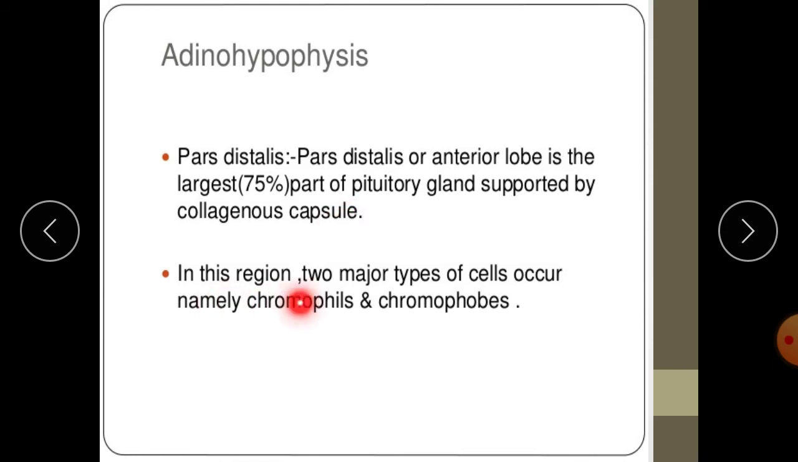In this region, two major types of cells occur, namely chromophils and chromophobes. Chromophils are stain taking, whereas chromophobes are stain hating; they do not take much stain and are lighter in color.